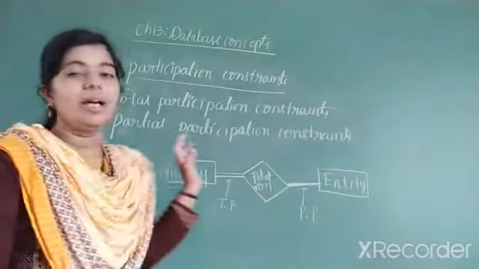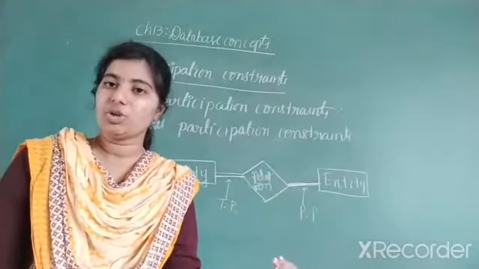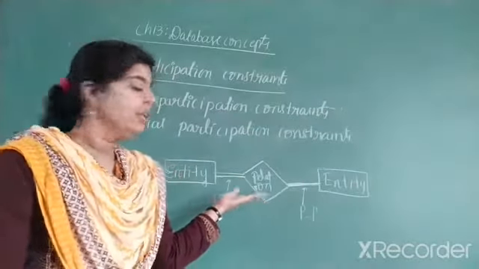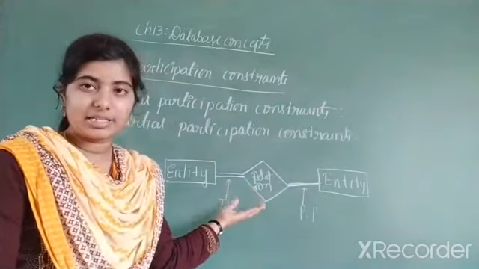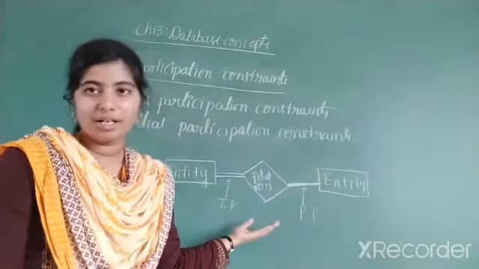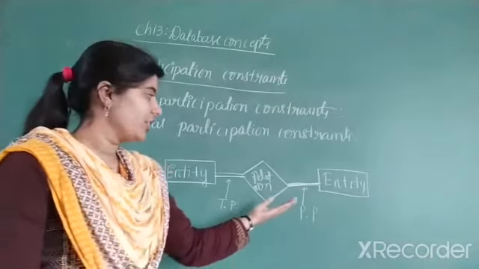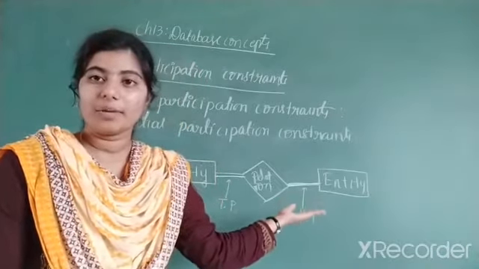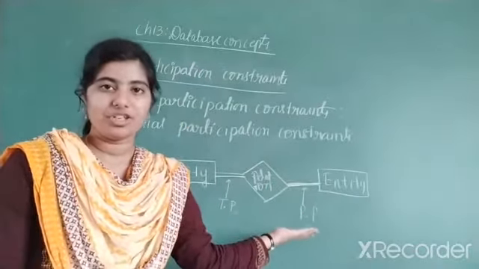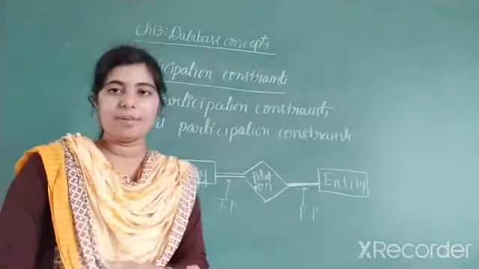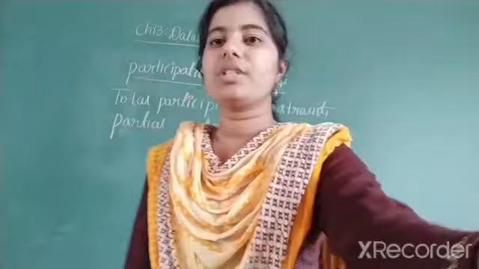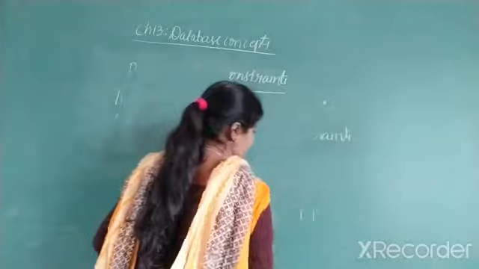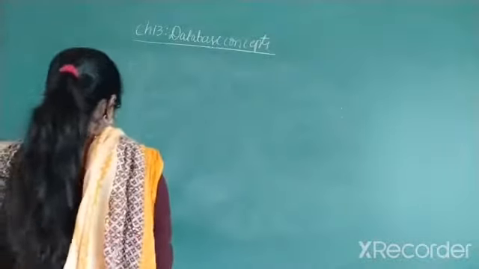So, clear with this topic, participation constraint, the two categories of participation constraint and the representation of that in the ER diagram. If there are double lines, then it indicates total participation, meaning all the attributes of the entity are involved in the relationship. If it is a single line, it represents that not all the attributes of an entity are involved in the relationship. So this is about the participation constraint. Next we are going to discuss the topic called aggregation.